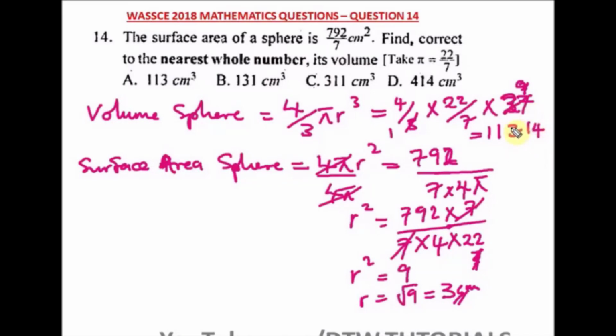Okay, take a 1 and add 1 to 3 to make 4, since it's less than 5. So to the nearest whole number, our answer is 113 centimeter cube. This is our answer, and our right option here is option A.